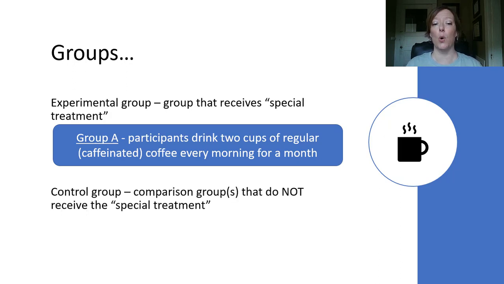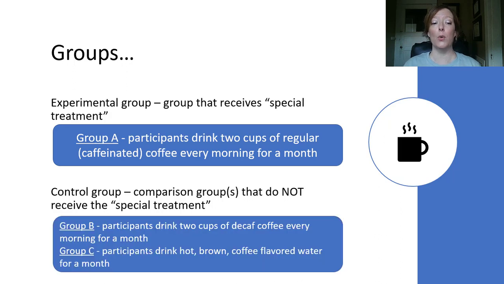Our control group, or groups, are the folks that don't get the special treatment. They don't get the thing. And we can have more than one control group. So let's say group B is our participants that drink 2 cups of decaf coffee every morning for a month. Group C participants drink hot brown coffee flavored water for a month. So it's not coffee, but it's just water that's been flavored like coffee.